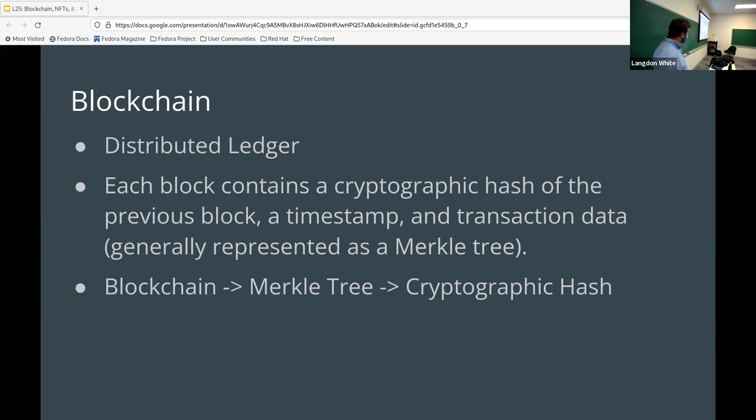All right, so starting off with blockchain. I think the second bullet really explains what it is, literally. It is a group of blocks that has a cryptographic hash of the previous block, a timestamp, and whatever transaction data is important to the blockchain itself, okay? So it is literally a chain of blocks, okay?